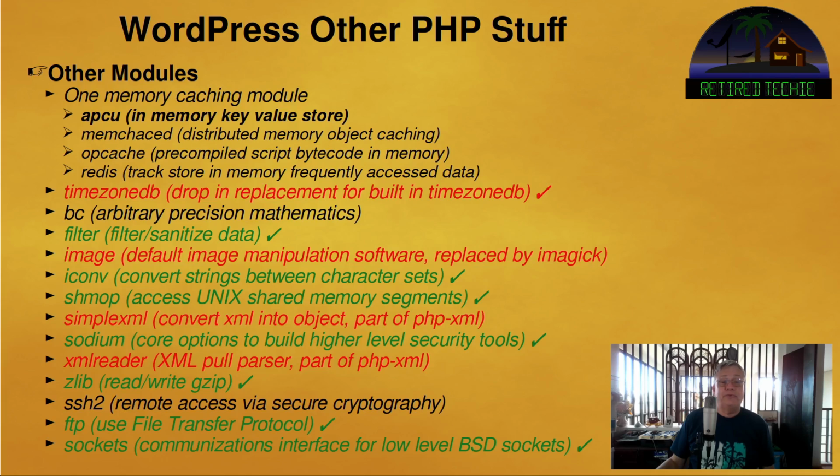ICONV, convert strings between character sets. This would be like going from ASCII to UTF-8 or what have you. It's already installed. SHMOP, access Unix shared memory, already installed. SimpleXML and XMLReader will both be installed when we install the PHP-XML. So they're not installed yet and they're red because we don't need to install them. They will be installed with the XML when that's installed. And zlib, which is already installed for gzip.